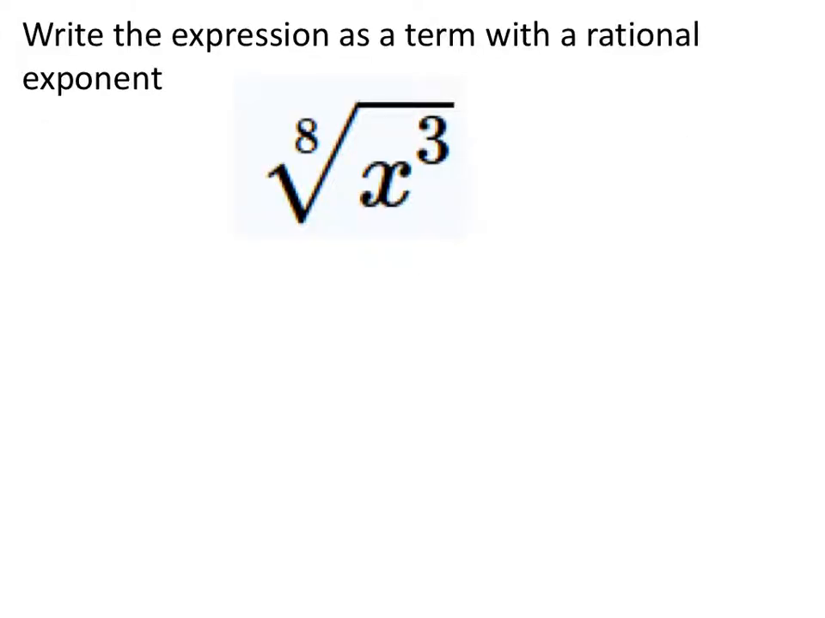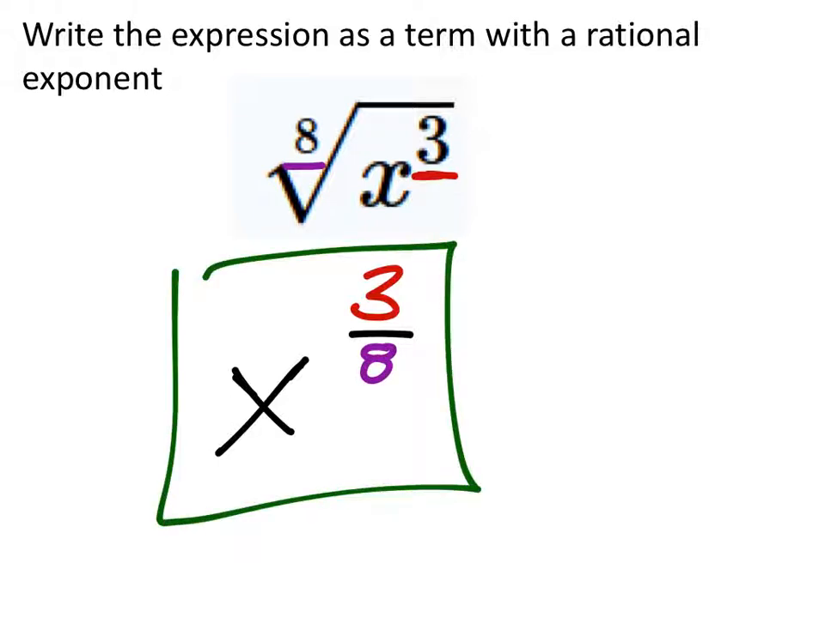Write the expression as a term with a rational exponent. Okay, so rational just means that it should be some kind of fraction. I suppose you could write the decimal, but we really want the fractions in this case. And I want to say that the homework wants the fractions as well. So we see the base value here is x, and the exponent will be some kind of fraction. So I just got the fraction line. That's not a negative, okay? So in my numerator, that'll be the power of the actual x, which was 3. And the denominator of that will be the index for the radical right there, 8. X to the power of 3/8, done.